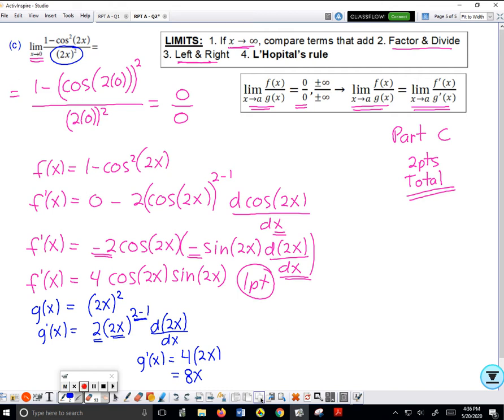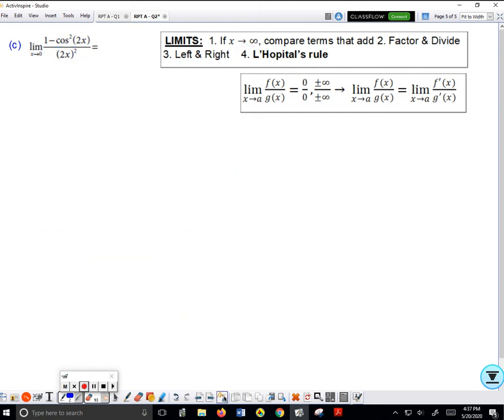Then, so we've got our g prime here is 8x, and our f prime is here. So we create a new limit problem. So clear all this off. So now we're finding the limit. So this limit, as x approaches 0, of 1 minus the cosine squared of 2x. That's the same thing as, over 2x squared.